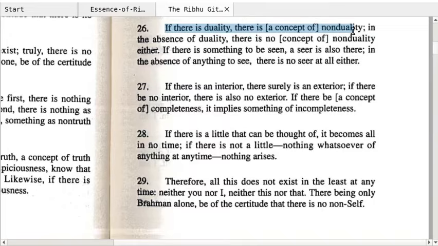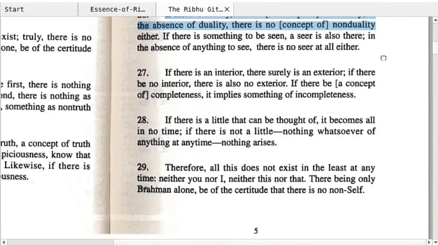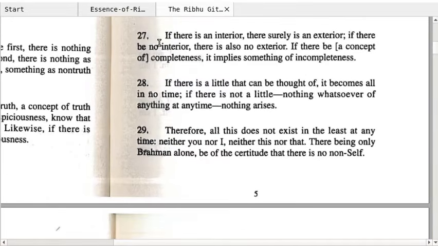So we read this thing also yesterday, that if there is a concept of duality, then there is a concept of non-duality. The non-duality is meaningful only when the duality is there. Otherwise, it is also not there. There is no meaning in this world, non-duality also. There is no interior, there is no exterior. If there is an interior, there surely is an exterior. If there is no interior, there is also no exterior. If there be a concept of completeness, it implies something of incompleteness. What does it mean? What kind of interior or exterior is he talking about?